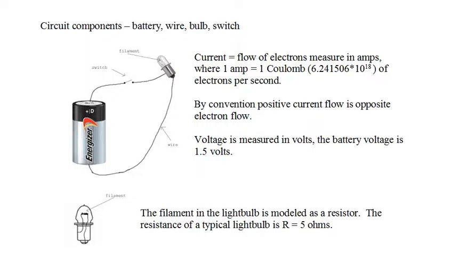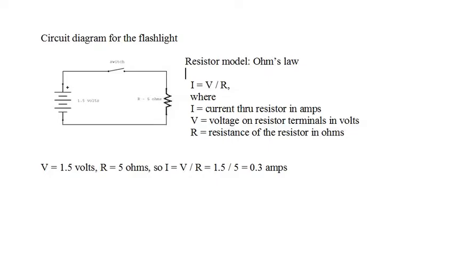For example, a tungsten filament in a flashlight bulb resists the flow of electricity, and electricity flowing through the filament creates heat and light and consumes energy, and hence some force is required to push the current through the filament. The resistance of a typical flashlight bulb is 5 ohms. Circuits are represented graphically by circuit diagrams with conventional symbols for batteries, wires, switches, and resistors. This is the circuit diagram corresponding to the flashlight circuit on the previous slide.